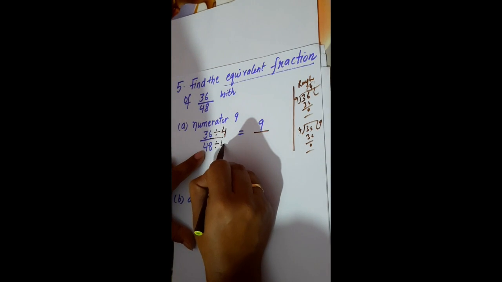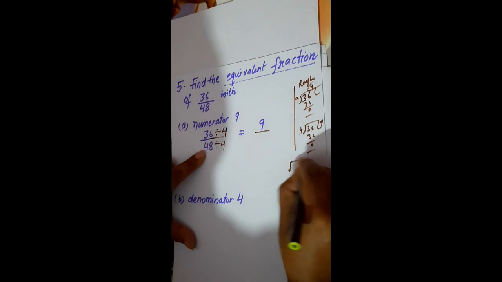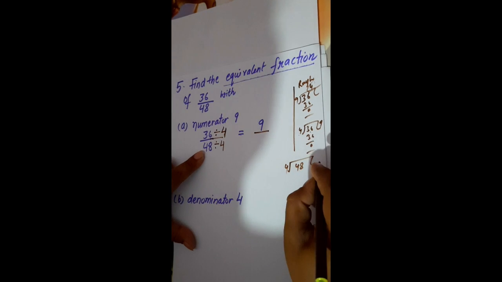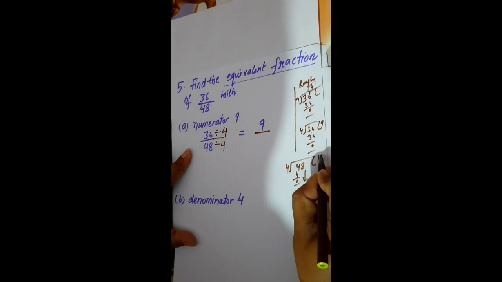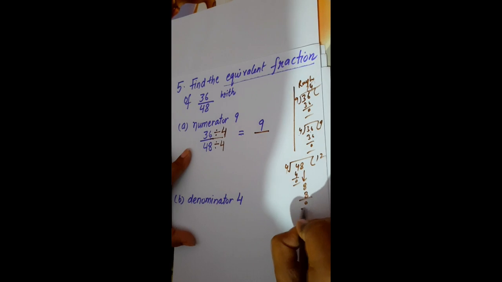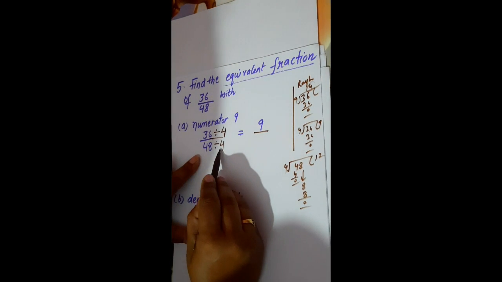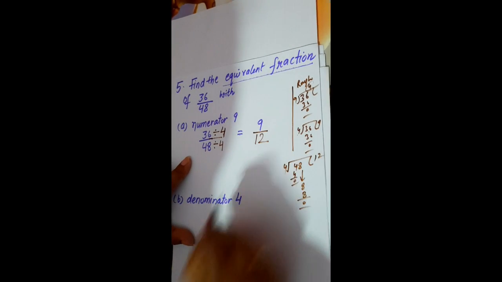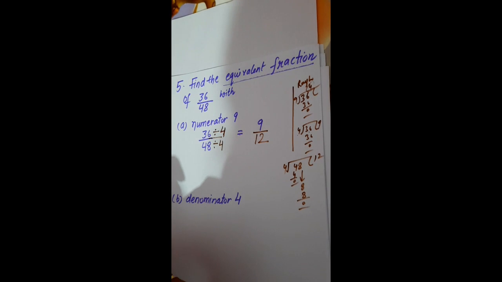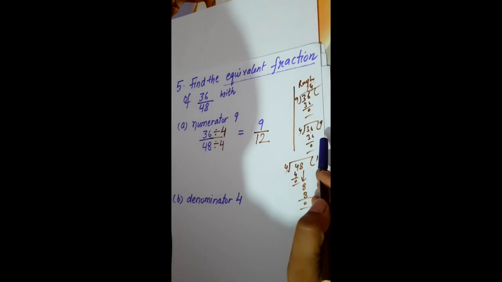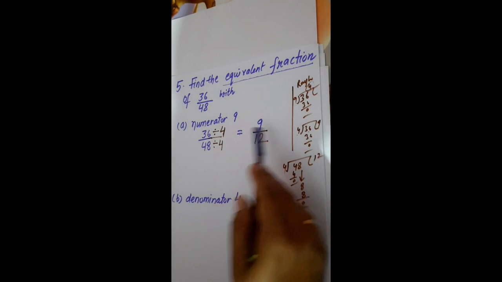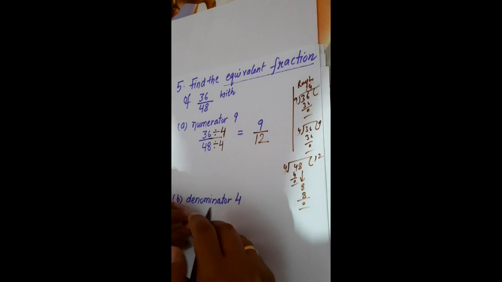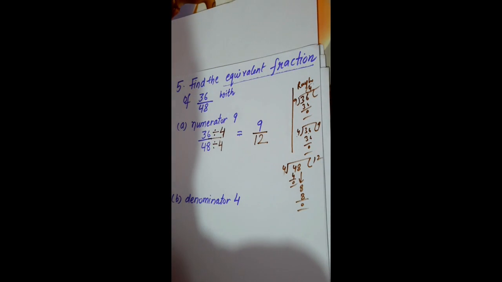Similarly, you have to divide 48 by 4. So just divide 48 by 4. 4 1s are 4. Here we have 8. 4 2s are 8. So if you divide 48 by 4, you will get 12. So this is your answer. In this way you can find by which number you divide, so that you will get the required number. So next we have denominator 4.